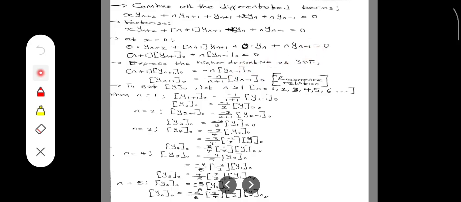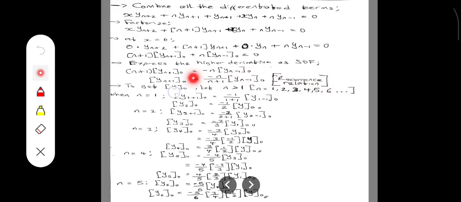Now we express the higher derivative as the subject of the formula. So y subscript n plus 1 is higher, obviously. So we move the n multiplied by y subscript n minus 1 of 0 to the right hand side, and to make y subscript n plus 1 stand alone, we divide both sides by n plus 1. So I have minus n over n plus 1 multiplied by y subscript n minus 1 of 0. This is our recurrence relation.